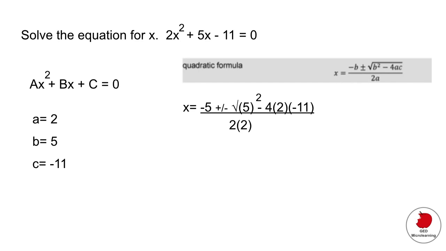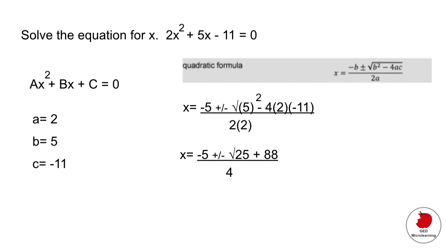And now you have to kind of clean it up a little bit. Okay, so again, we're going to do what we did before, PEMDAS, remember. So parentheses, exponents, multiplication, division. Okay, so first let's do the exponents. So we have 5 squared. That would give us 25, right? And then if we go ahead and solve the parentheses there on the top, we have minus 4 times 2. That would be minus 8 times minus 11 would be 88.